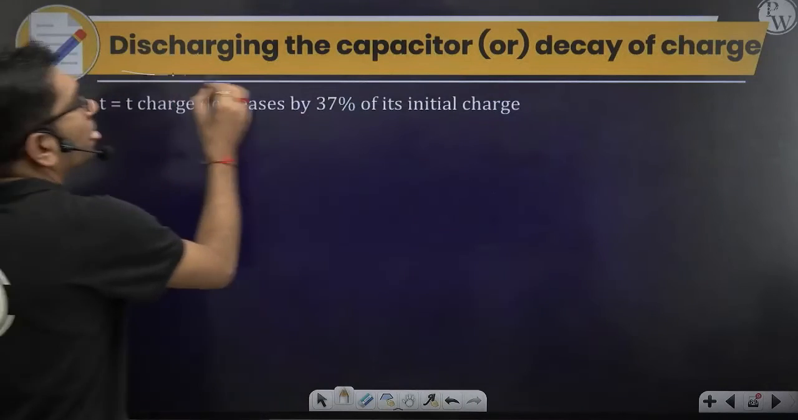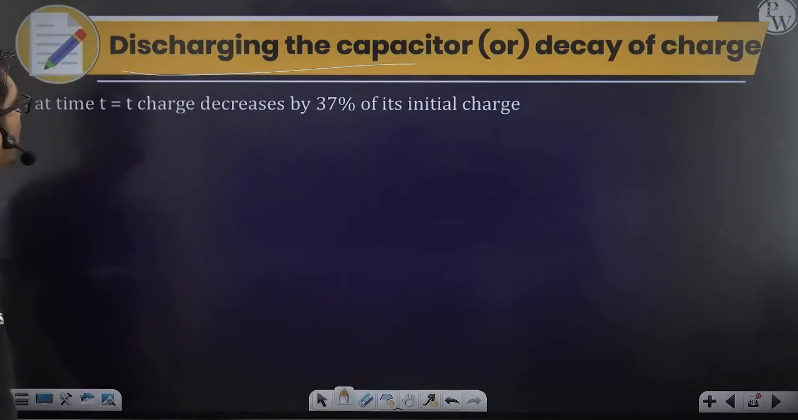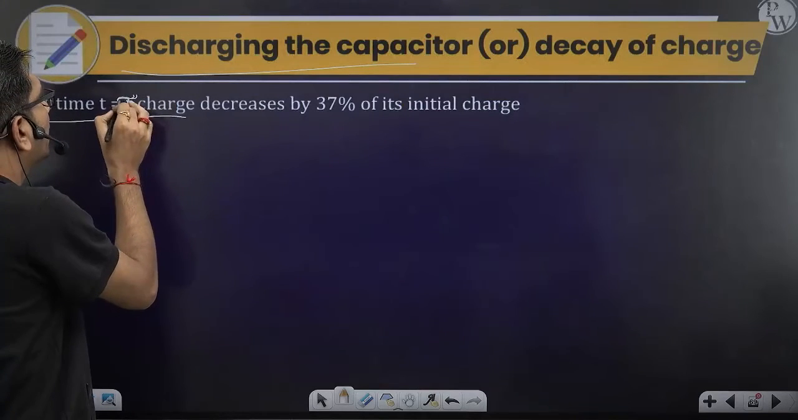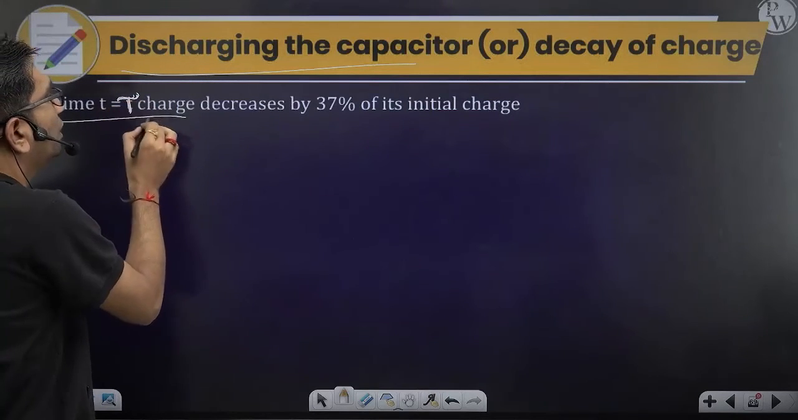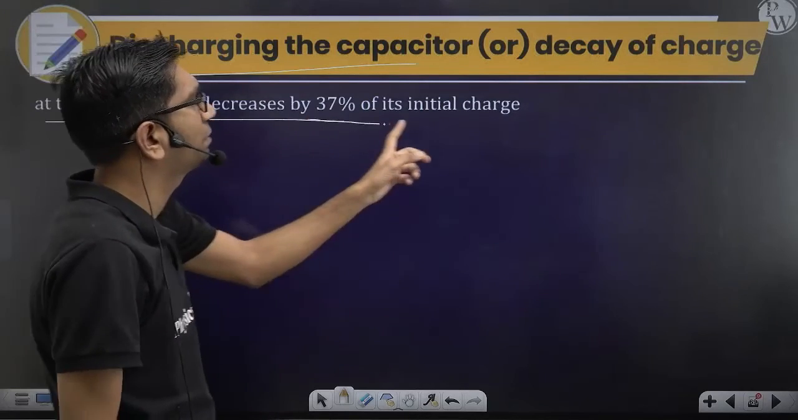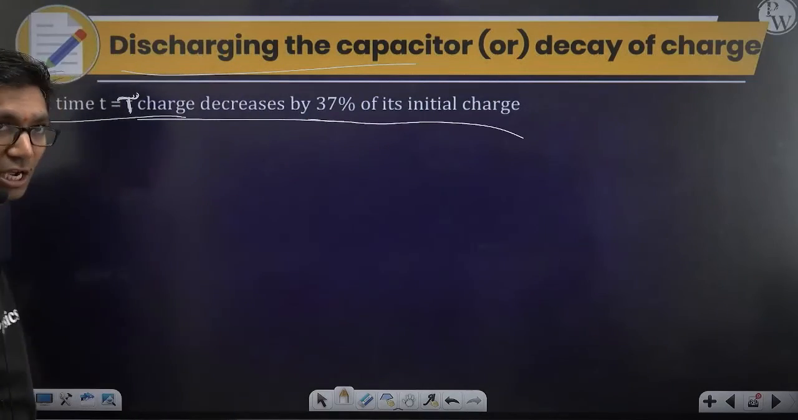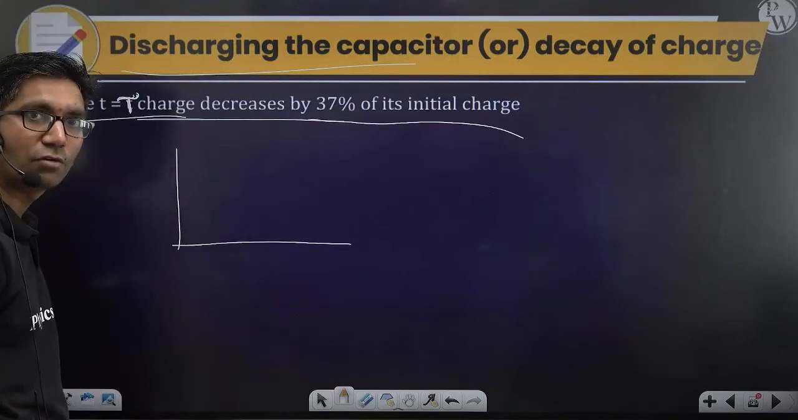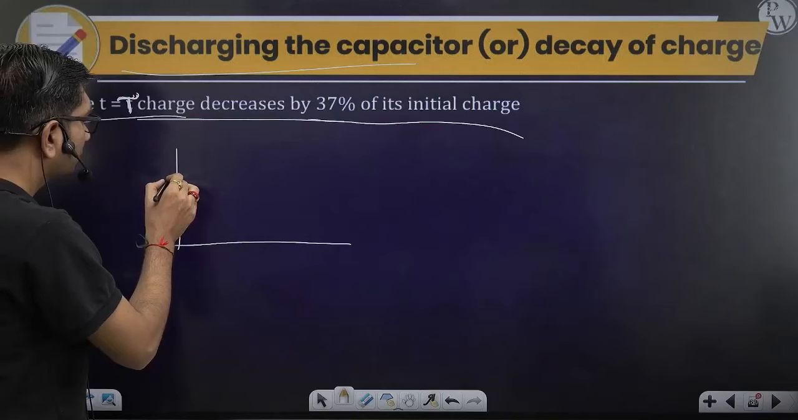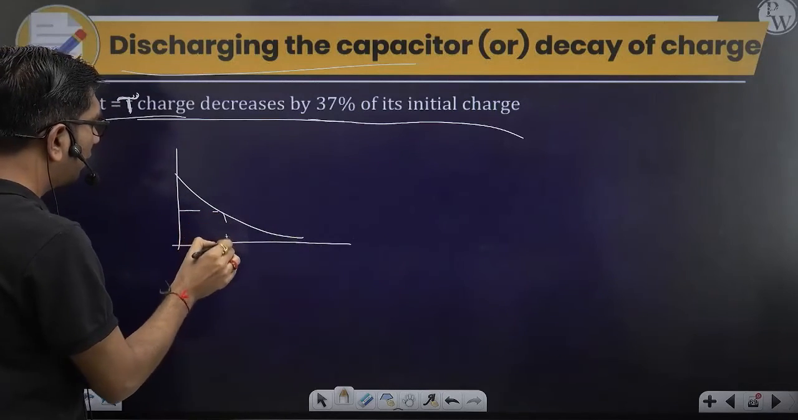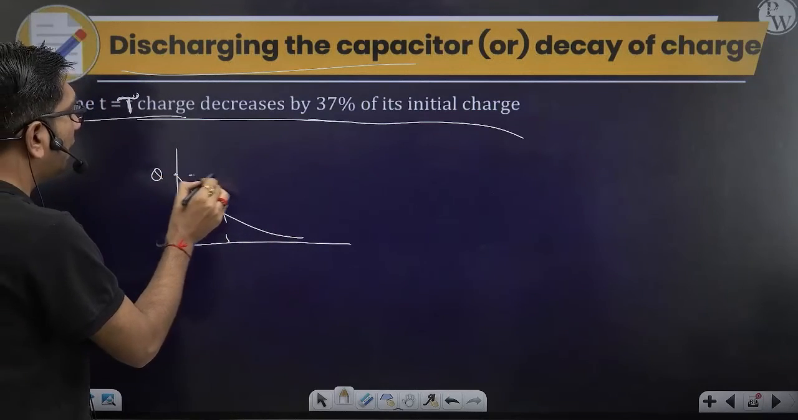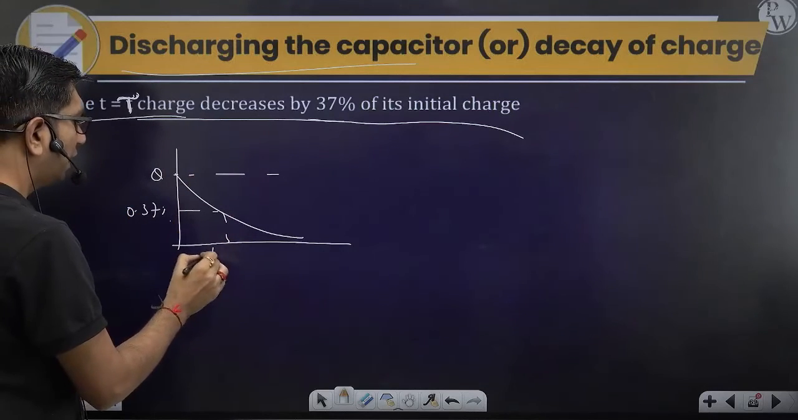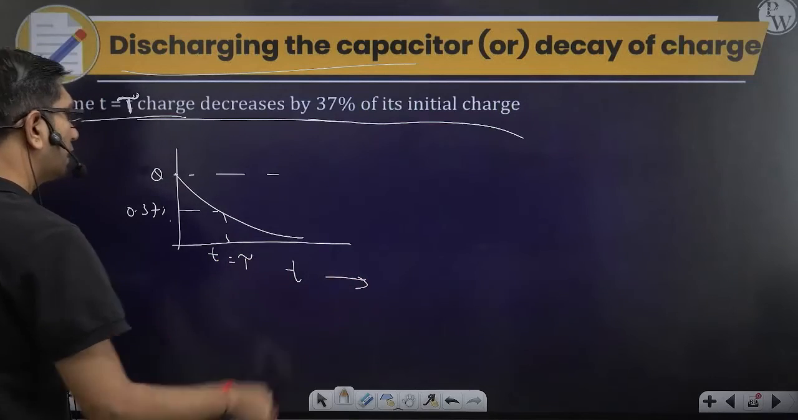Next, discharging the capacitor or decay of charge. See here, at time t equal to tau, the charge decreases by 37% of the initial charge, beta. See here the graph, how you will get it. Like this you will get. Initially the charge is very high here. At time t equal to tau it is 0.37. This is the time.